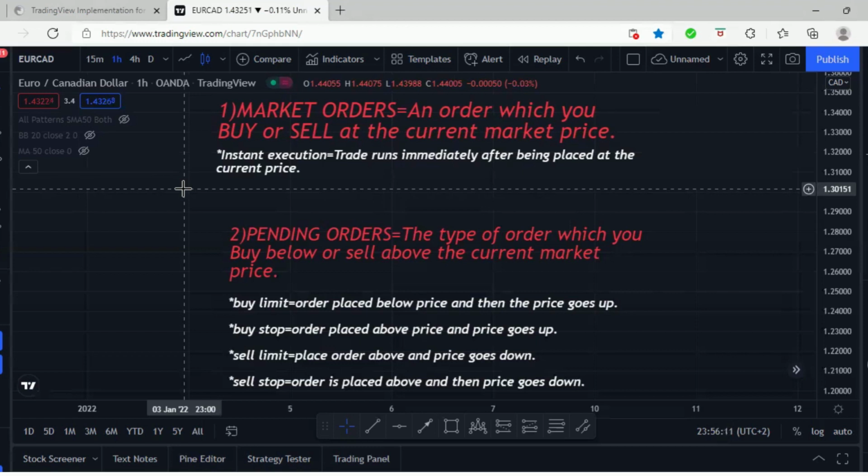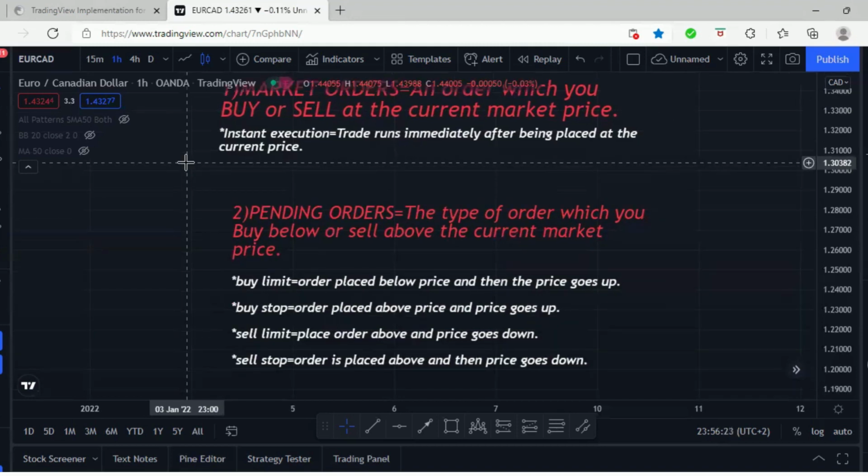On the pending orders, which is the type of order in which you buy below or sell above the current market price, there are four types instead of one. There is a buy limit, where the order is placed below the price and then price will go up. There is a buy stop, where the order is placed above the price and the price still goes up. Remember, with a buy, price is supposed to go up, go bullish.